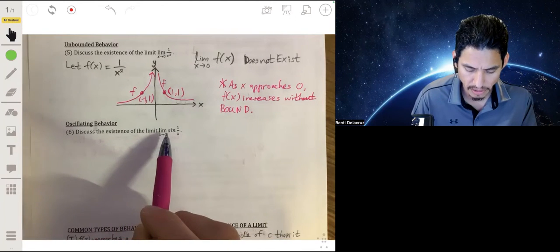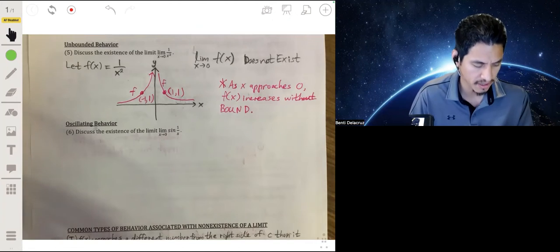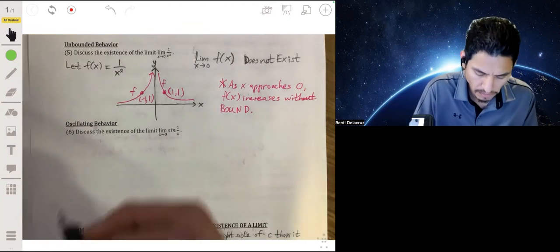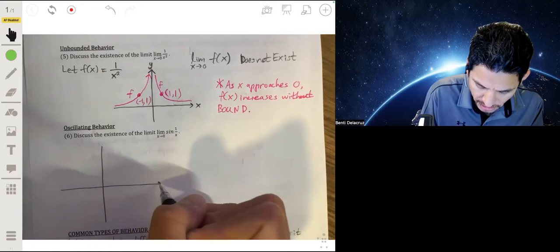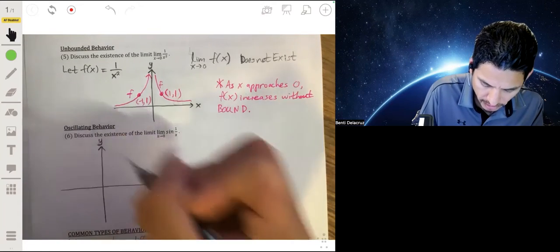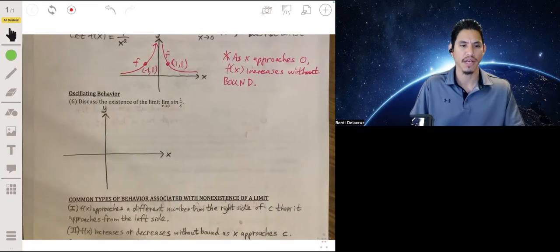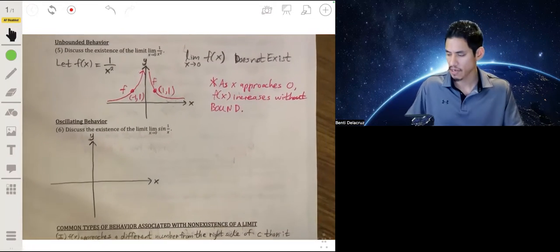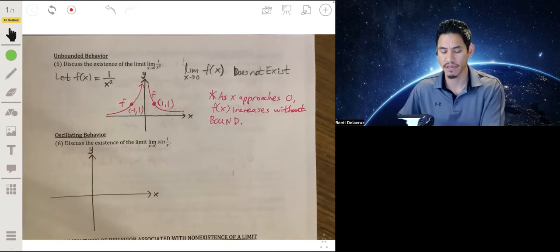Now last one. Let's find the limit as x approaches 0 of the sine of 1 over x. Now this is a cool one. You can't really expect to do this without technology, and they won't expect you to know this without having technology handy. So let me bust out my graphing calculator and let's see what's going on.